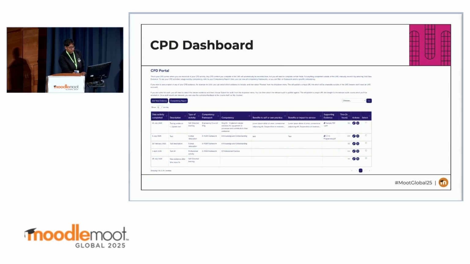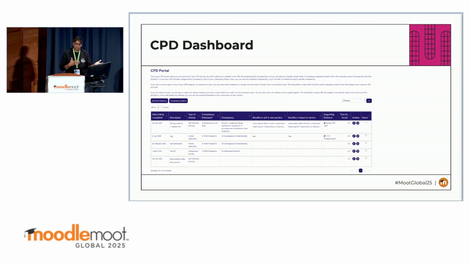This is what the end user sees. As I said, it's not done in React, so it might look a bit clunky. But this is the CPD dashboard, this is where the end user, the learner, ends up, where they can click a button to add new evidence. Until they start adding evidence, it'll be blank. Then you've got the table headers to show the date when they attended, the description, type of activity, the competence that it's linked to, and then they wanted two spaces for reflection.